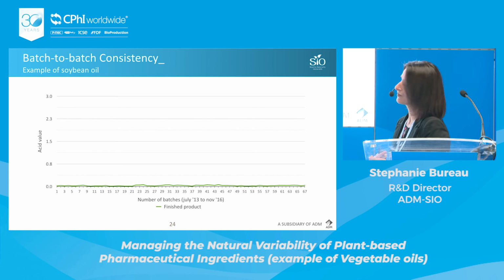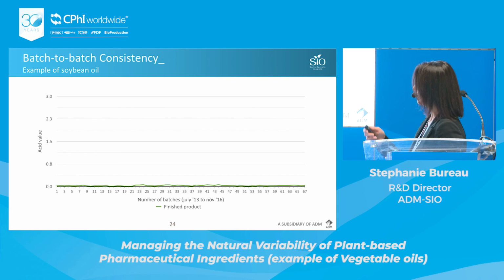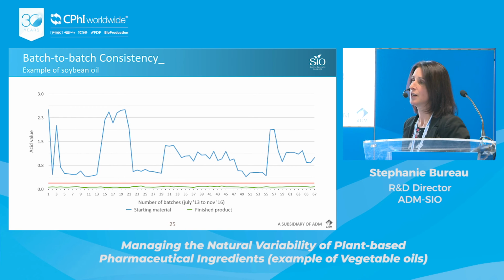Here is an example of the batch-to-batch consistency on the acid value, which is a critical quality attribute for injectable grade soybean oil. So we can see that the values on the finished product are very narrowly dispersed, especially if we compare to the values on the starting material in blue, indicating an efficient and well-controlled purification process. And the accepted limit on the final product is shown here in red.